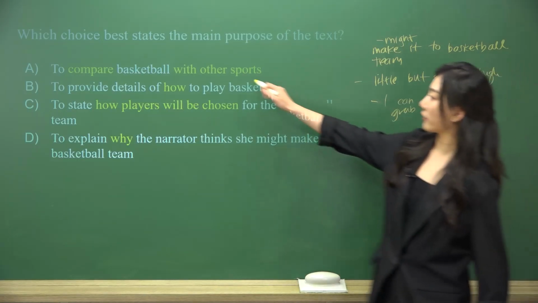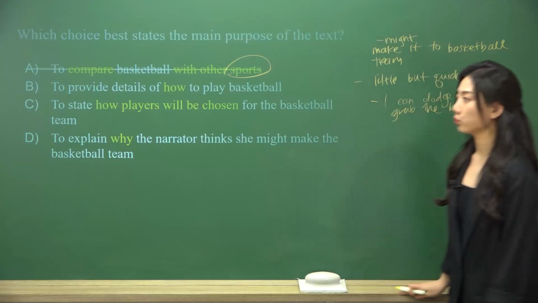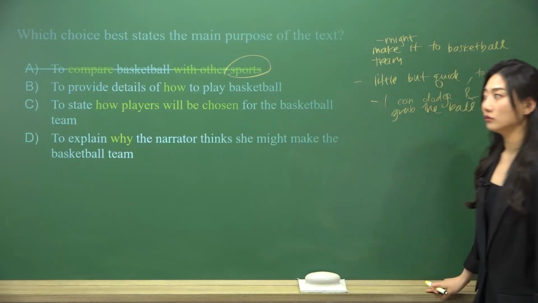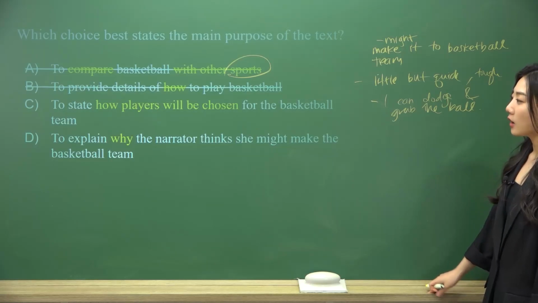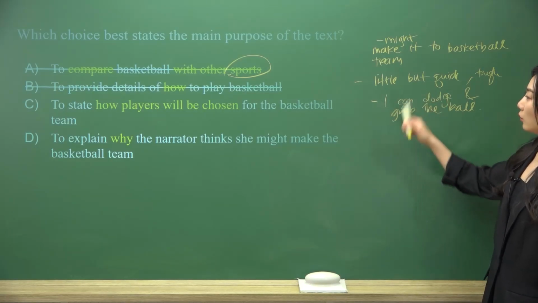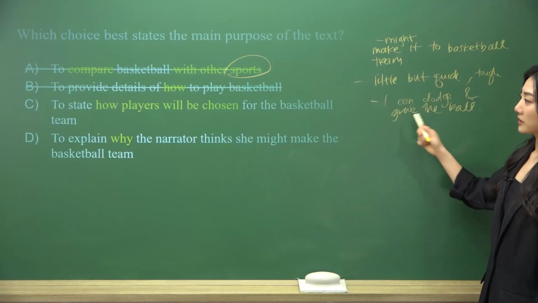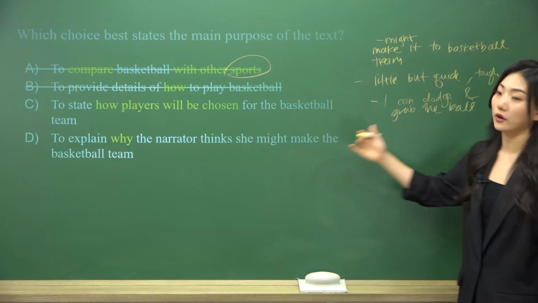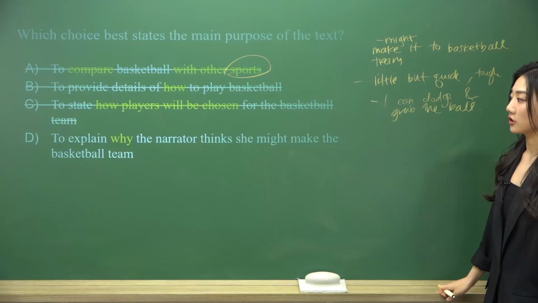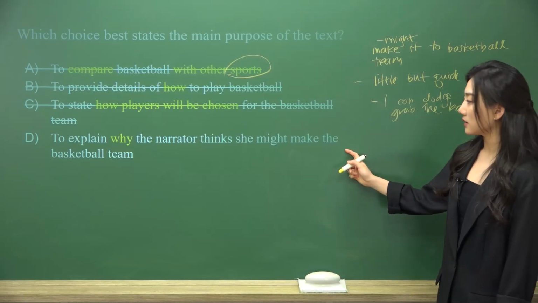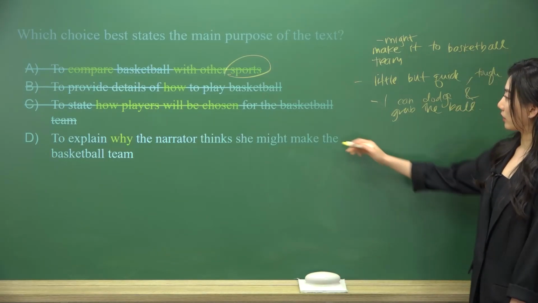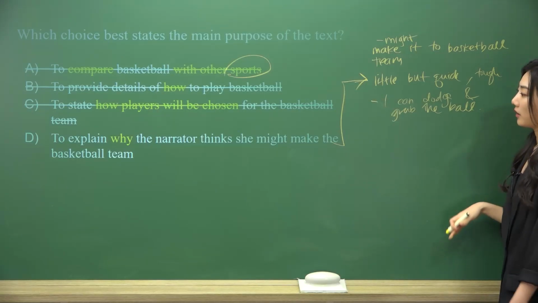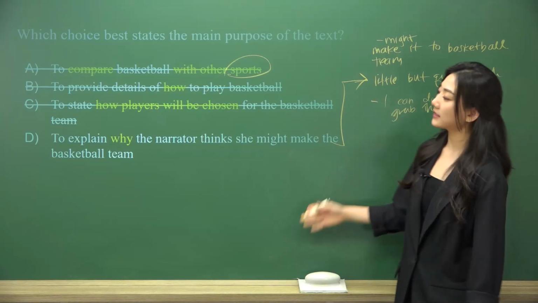So do they mention other sports? No. Are there details about how to play basketball? No. To state how players? No, we only know one person, first of all. And also, it's just saying, I might make it to the team. It's not showing how they're going to be chosen. So C is incorrect. To explain why the narrator thinks she might make the basketball team? Sure, because it says, little but quick, she can dodge and grab the ball. That is our answer.